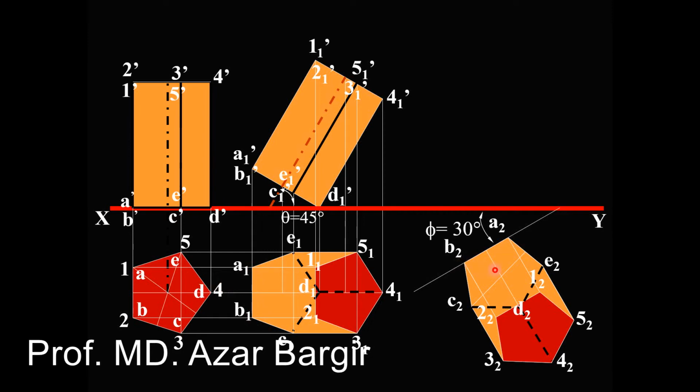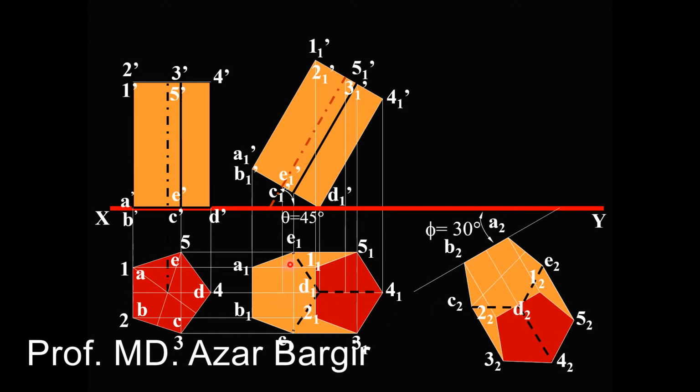Then take this center distance, and in between this A and B you will get this point. From this point, take your compass and take the distance from this to this 4-1 point. That is normal to this phi angle 30 degree line, so it should be 90 degree from this line. It should be normal. So take this distance up to 4-1. You will get the 4 point. Then for D1, again take the 4-1 to D1 distance, you will get this D point.